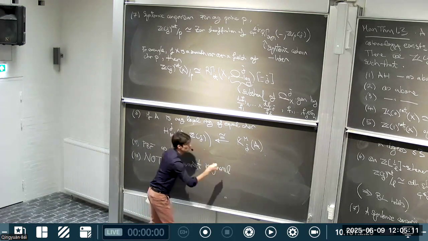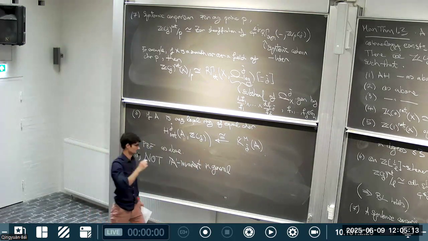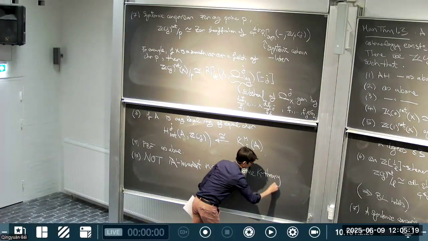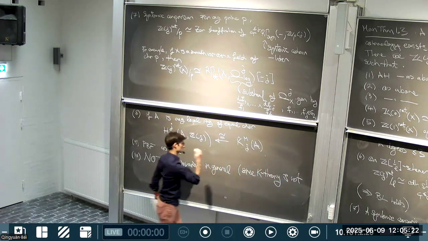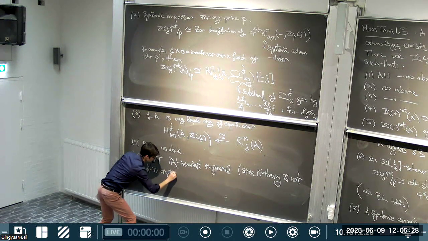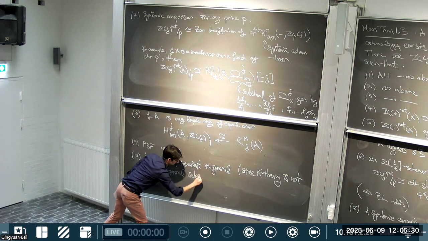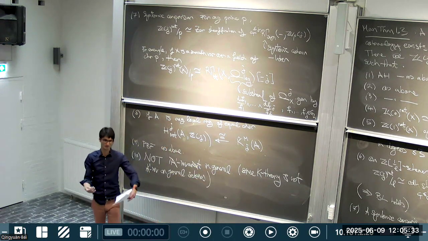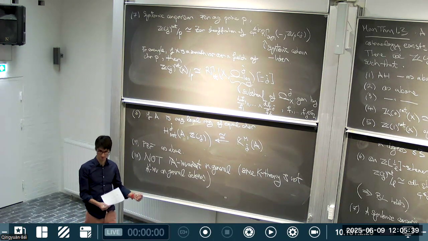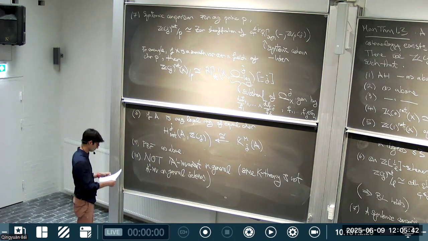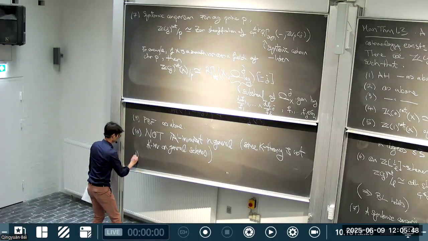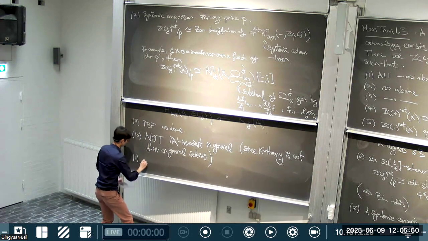This is not going to be A1 invariant in general, since algebraic K theory is not A1 invariant. If you have some suitable regularity hypothesis, it is A1 invariant, but on arbitrary schemes it's not, so we can't expect that for this cohomology.